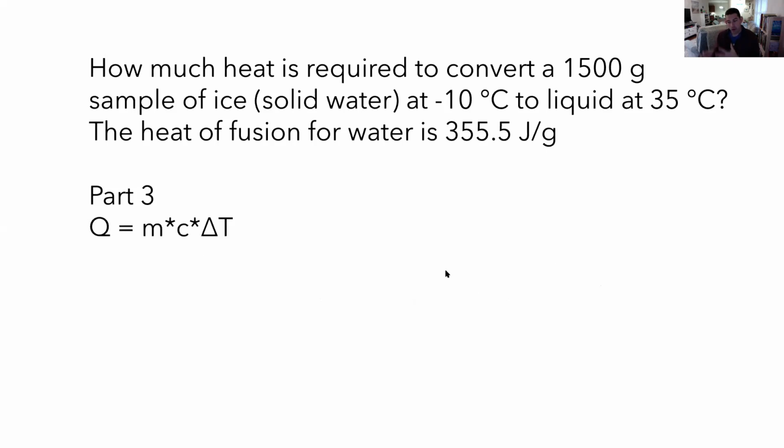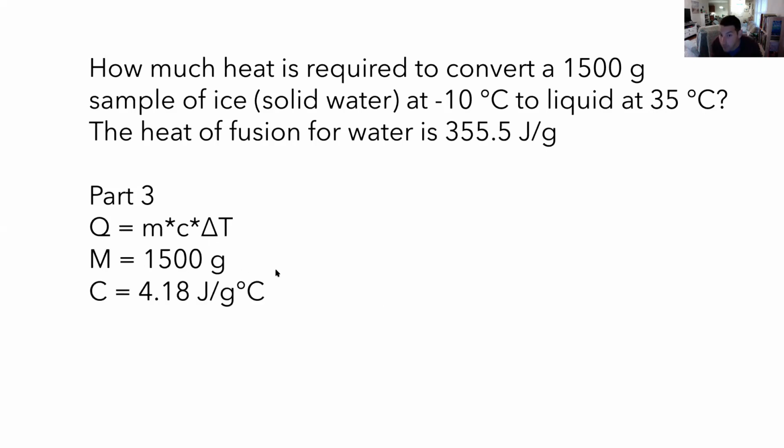Part three. So now we've heated up the block of ice from negative 10 degrees to 0 degrees, and we've melted the block of ice. It is now 1,500 grams of liquid water at 0 degrees Celsius. We want to get it to 35 degrees Celsius. Q equals mc delta T, all right? Q, our energy. The mass, it's still 1,500 grams. The mass does not change in these questions, ever. The specific heat of water, because it's in this new form, is 4.18 joules per gram degrees Celsius.